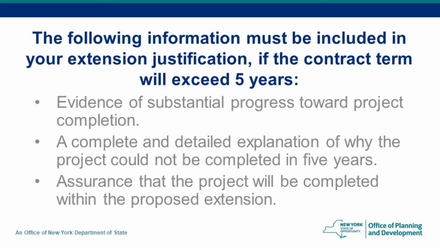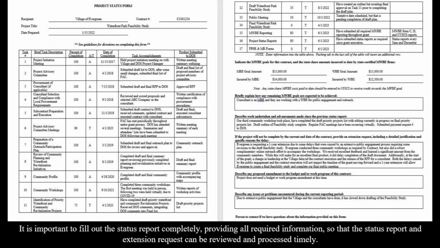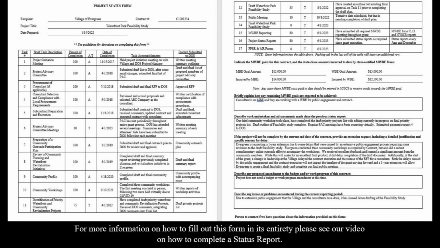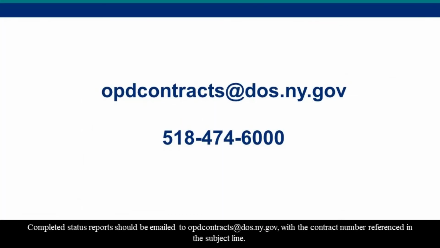assurance that the project will be completed within the proposed extension. It is important to fill out the status report completely, providing all required information so that the status report and extension request can be reviewed and processed timely. For more information on how to fill out this form in its entirety, please see our video on how to complete a status report. Completed status reports should be emailed to opdcontracts@dos.ny.gov with the contract number referenced in the subject line.